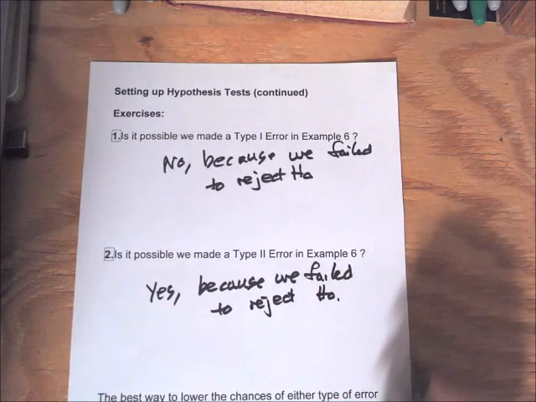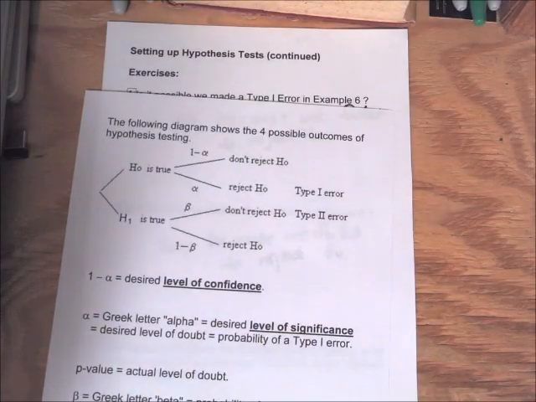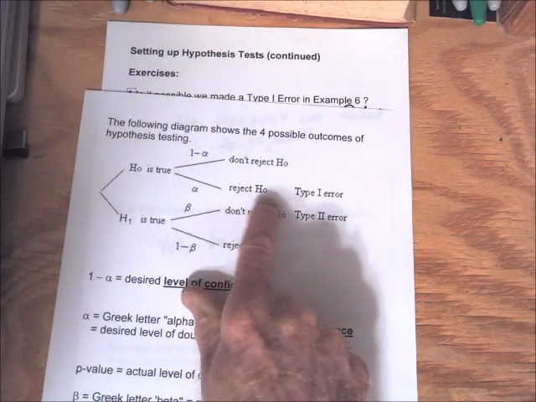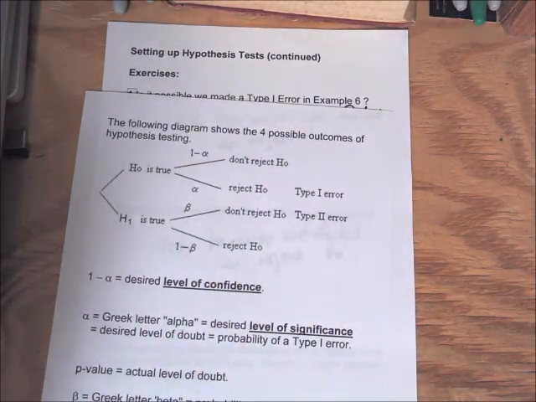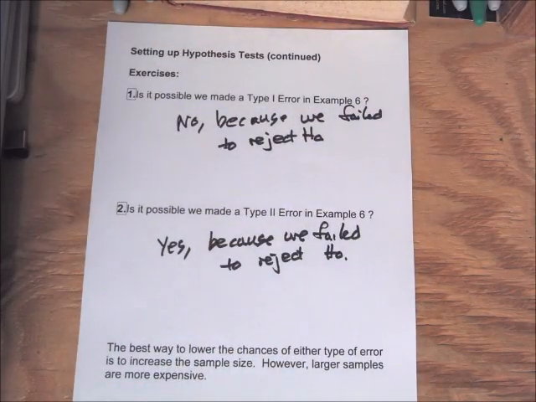And the best way to lower the chance of either type of error would be to increase the sample size. But the drawback to the larger samples is that they're more expensive. So anyway, you always take a chance of making some kind of error. If you reject H0, you take a chance of making type 1 error. If you don't reject H0, you take a chance of making type 2 error. So either way, there's always a chance of making some kind of error. And that concludes this presentation.